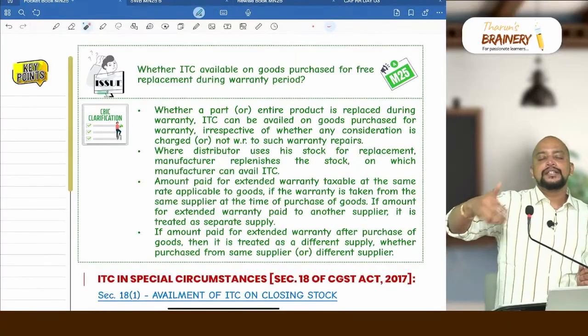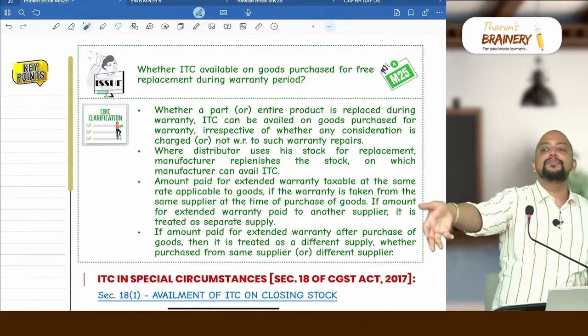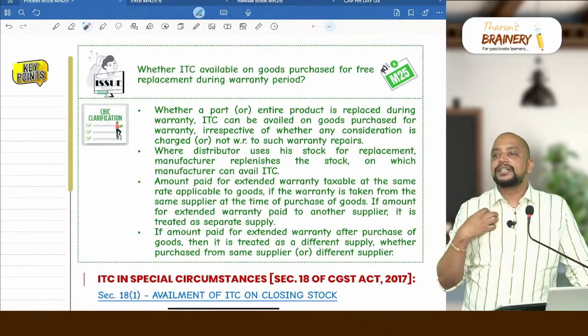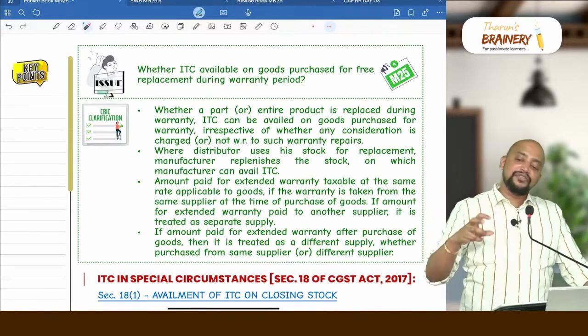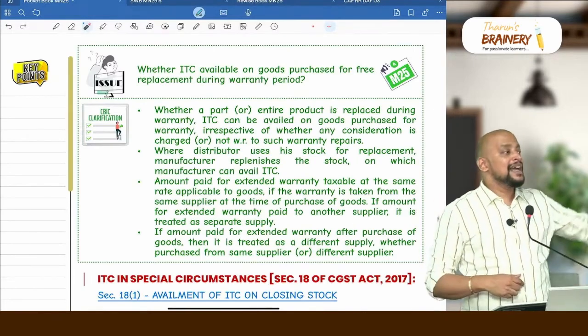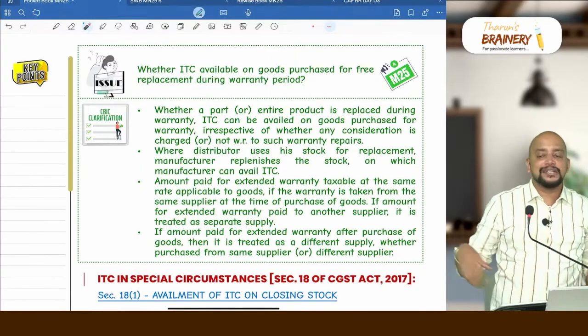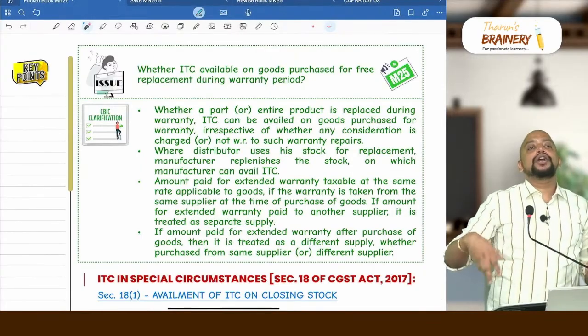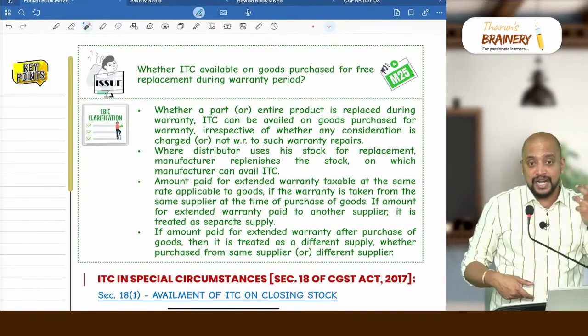Now what will you do, say after 6 months of purchase of the car, as the parking sensor is not working, you will bring it to the service center, and I am the dealer, and I need to replace the parking sensor, and for that replacement I will buy the part from the market. Can I take ITC on the part purchase? Yes. Even though I am not going to charge anything to you, I am going to give it for free, I can take ITC on this part purchase.